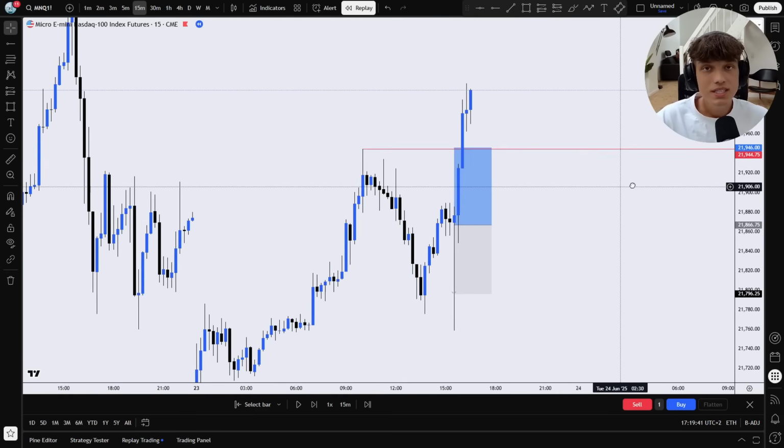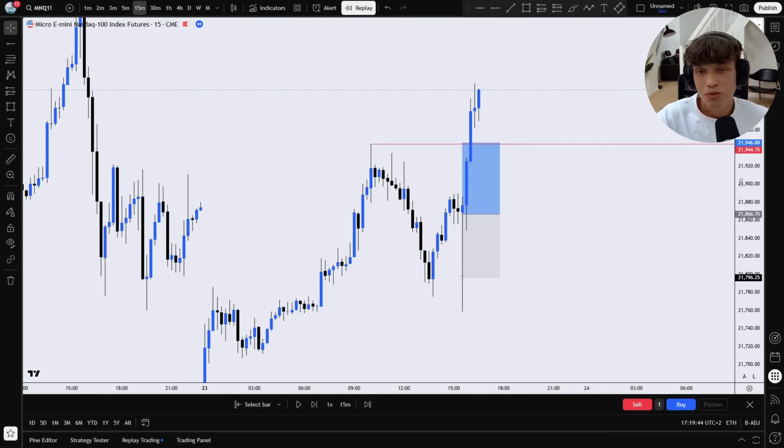Now that's the first one. Do you guys see the pattern here? Every single time frame tells a story. It's just beautiful, beautiful price action.